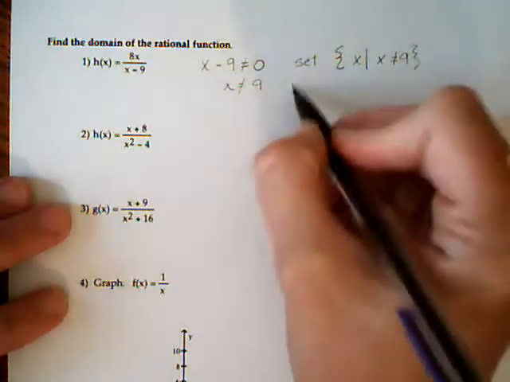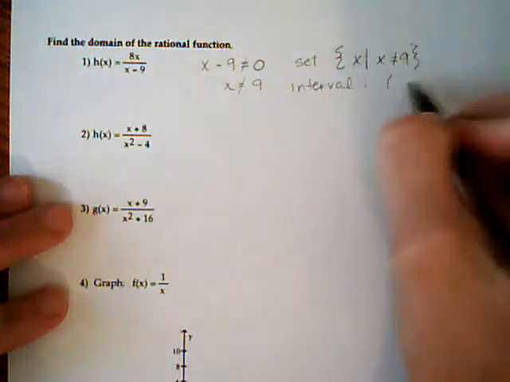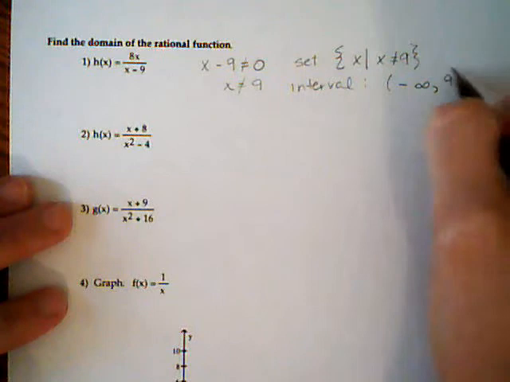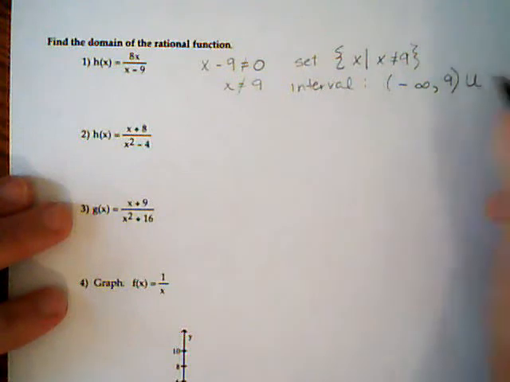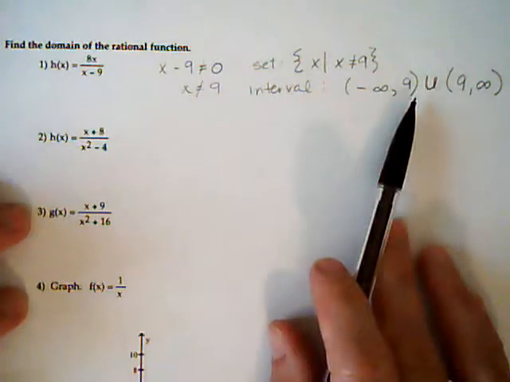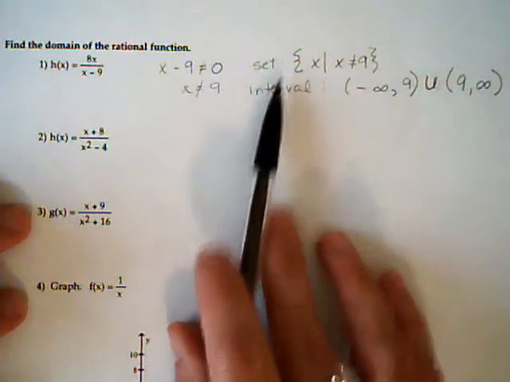or in interval notation, which would be that x could be anything from negative infinity to 9, parenthesis, union, 9 to positive infinity. So it would just skip over the 9. Okay, pay attention to the directions on the homework to see how they want you to write that.